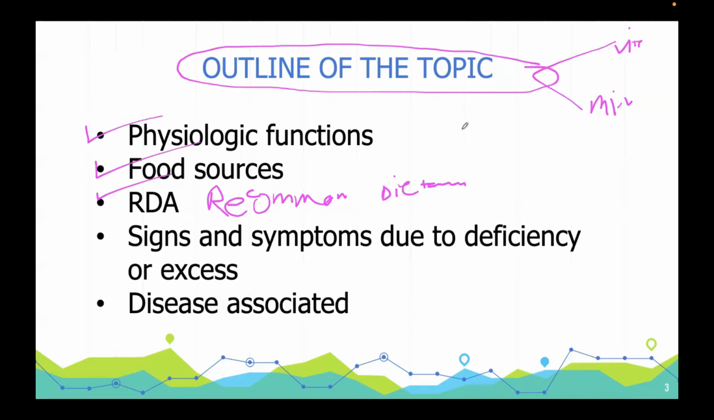Next, yung tinatawag nating signs and symptoms due to the deficiency or excess of each and every vitamin and mineral. And lastly, yung pinaka-importante, yung mga diseases associated with regards to their deficiency and excess. Okay, so mayroong mga repercussions yan kapag may mga deficiency tayo or excess ng intake ng mga tinatawag nating vitamins and minerals. So kalakip nun, meron pong mga diseases associated.